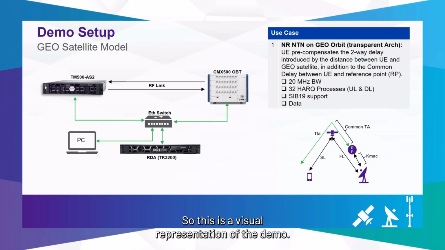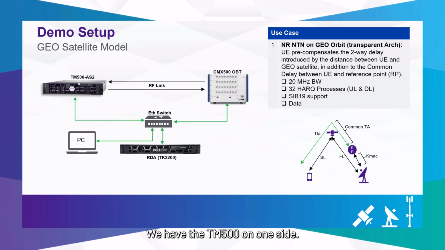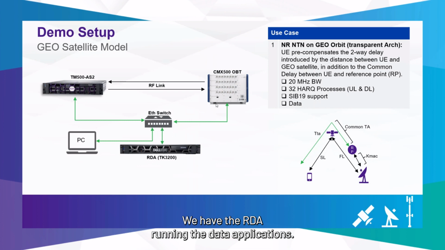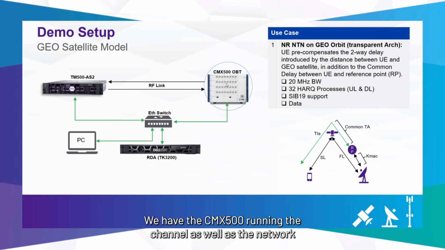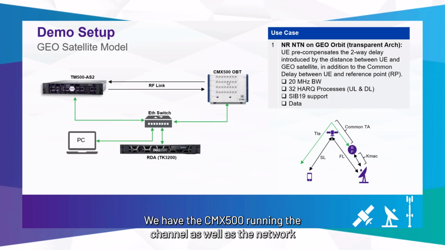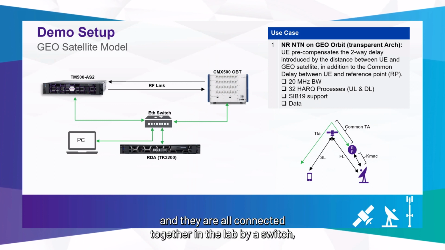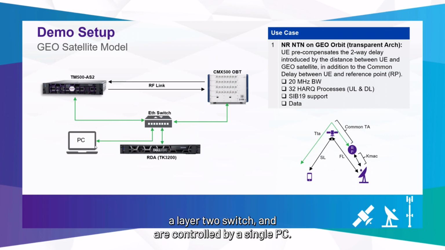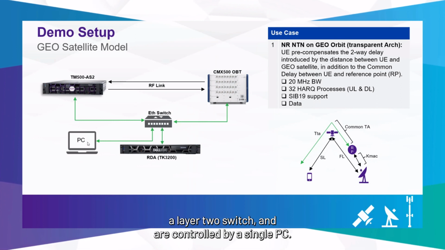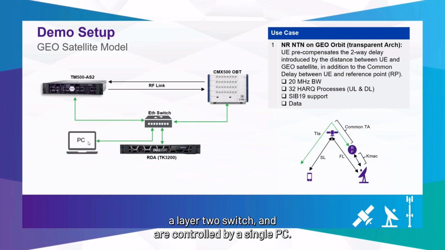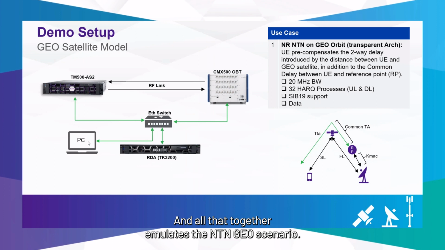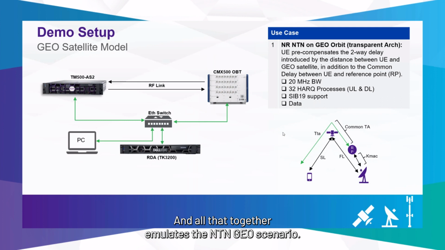So this is a visual representation of the demo. We have the TM500 on one side. We have the RDA running the data applications. We have the CMX500 running the channel as well as the network. And they're all connected together in the lab by a layer 2 switch, and controlled by a single PC. And all that together emulates the NTN GEO scenario.